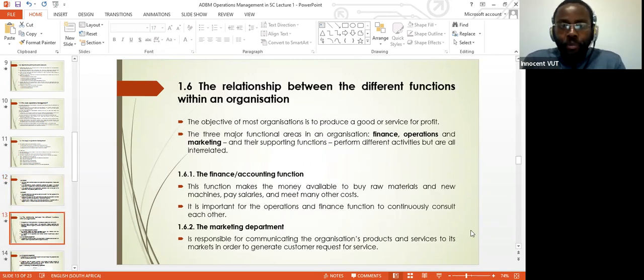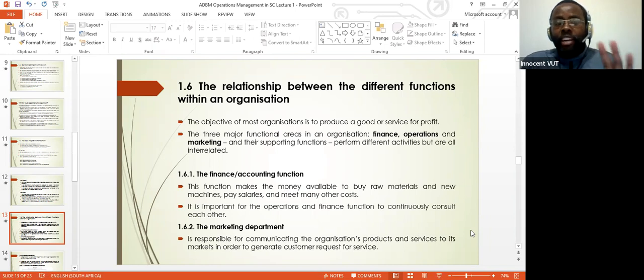Right, the relationship between the different functions within an organization. The objective of most organizations is to produce a good or service for profit. There are some organizations that are non-profit organizations, but for most organizations, their objective is to produce a good or a service for profit. They need to make profit. After which, if they're not making that profit, then they close down.